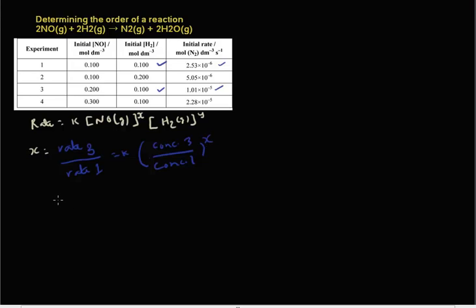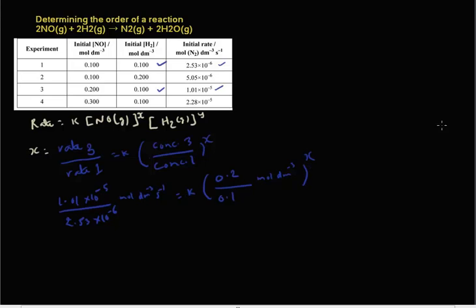Rate 3 is 1.01 times 10 to the negative 5 divided by 2.53 times 10 to the negative 6. All the units are mole dm negative 3 second inverse. That equals the rate constant K times the concentration of NO from experiment number 3, that's 0.2, divided by the concentration of NO from experiment number 1, which is 0.1 mole per dm cube, to the X. So we have to determine X.